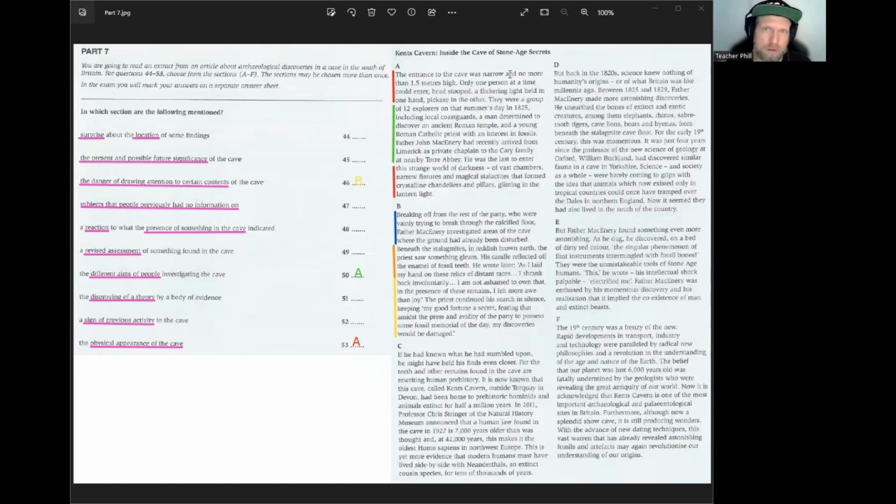Okay. Subjects that had no information. No. The reaction, what something in the cave indicated. Maybe that's not really. He doesn't say that. A revised assessment, no. Different aims of people, we already have this. That there's proving of a theory. No. A sign of previous activities, as it had already been disturbed. So I would add that as well. I think that is a pretty certain thing here.